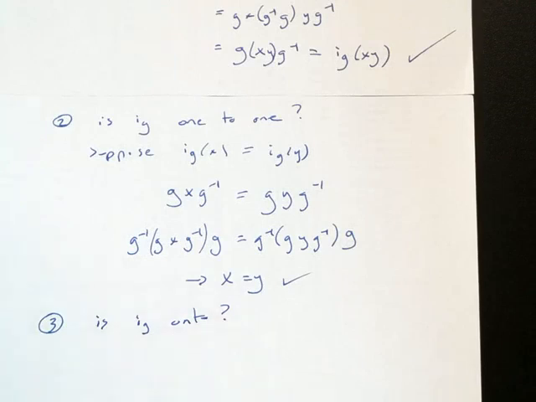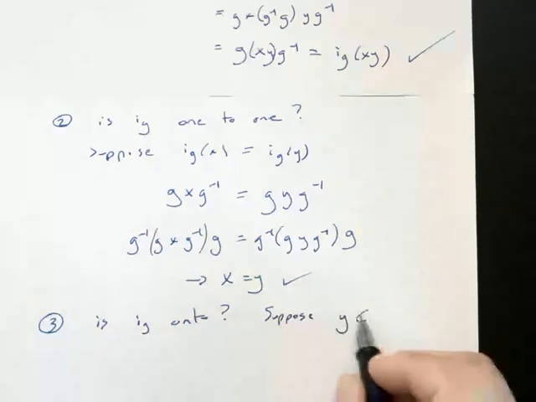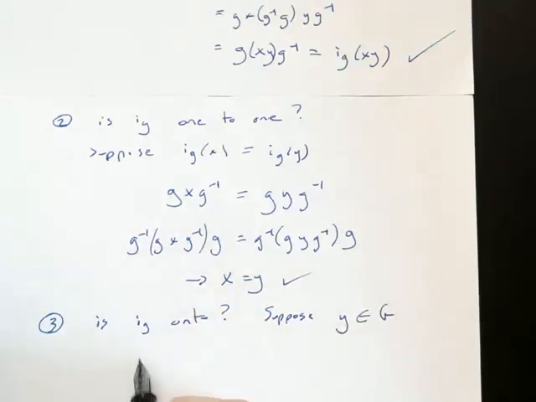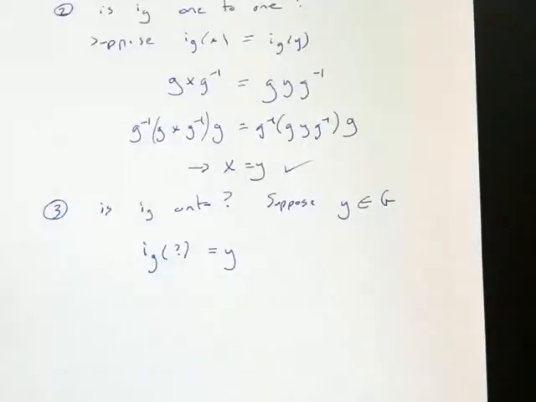To show it's onto, I have to show that everything in G gets hit by something. So suppose Y is in G. What is the something that I can put here to do IG of a thing and know that I'm going to get Y out? I want to solve for that question mark, which is the reason I didn't give it a name. I don't know what it is yet.